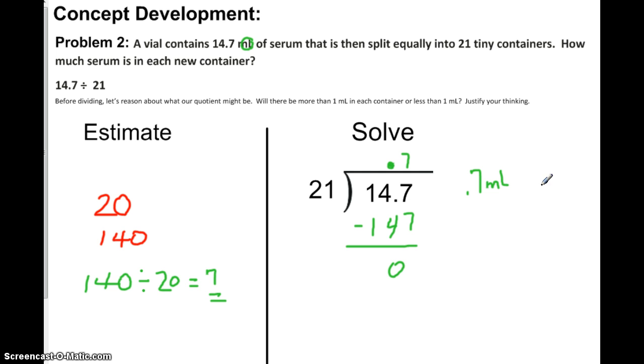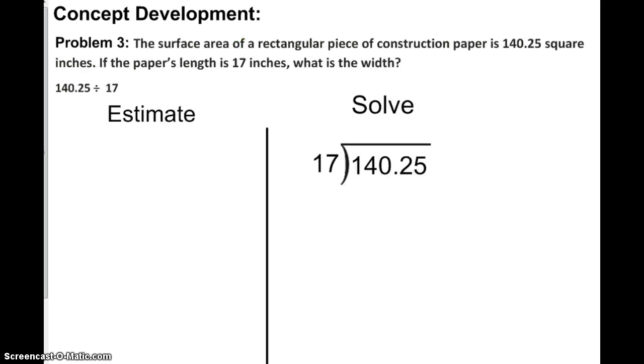Okay, you got that? So will it be more than 1 or less than 1? Well, is 7 tenths more than 1 or less than 1? Exactly, it is less than 1. Good for you. Okay, here we go.